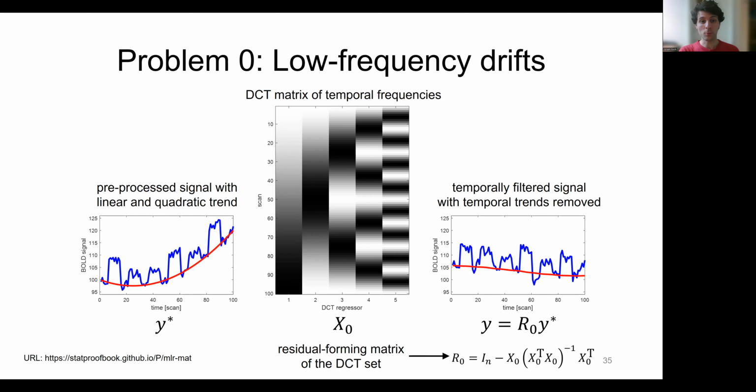Here's how this could look. On the left, we are seeing the pre-processed signal, which includes a linear and a quadratic trend. In the middle, we can see the DCT matrix embodying several temporal frequencies of how the signal could be changing. You can see that the frequency of signal change is increasing when moving from one DCT regressor to the next. Then we calculate the residual forming matrix of this DCT set, which is given by this matrix R0, and right multiply it with the preprocessed signal. This gives us the temporally filtered signal where the temporal trends have been largely removed. This will be the step for all the subsequent GLM analysis steps.